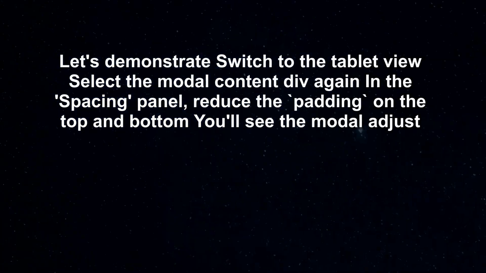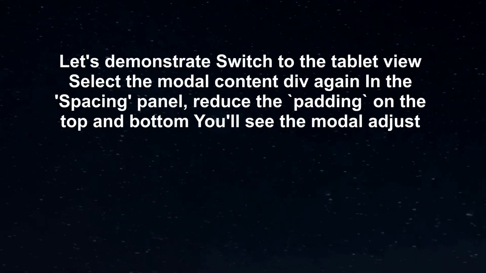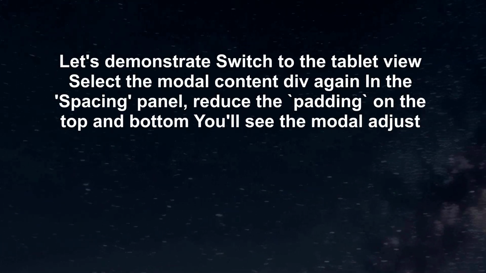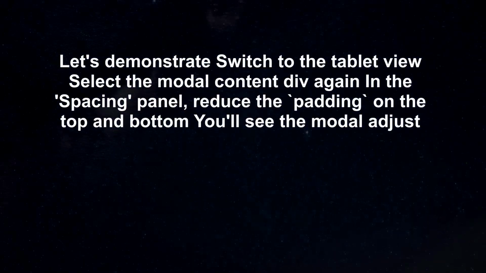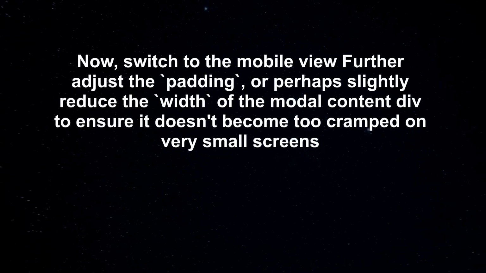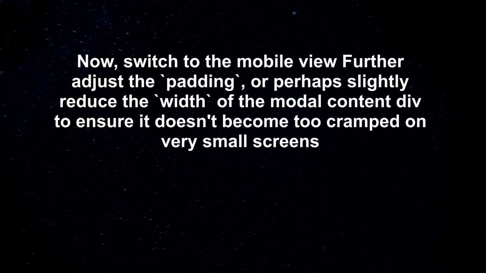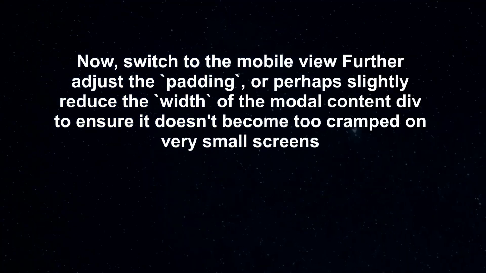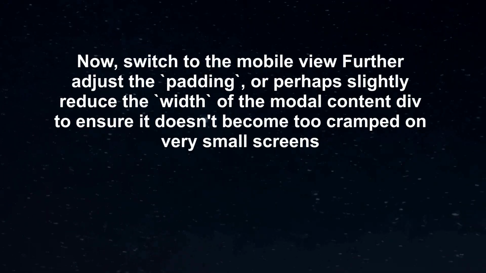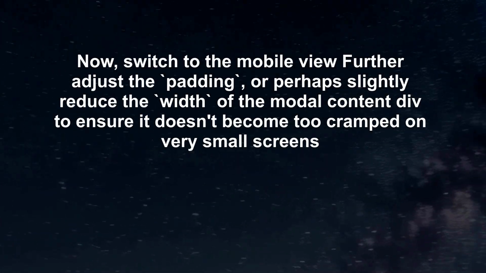Let's demonstrate. Switch to the tablet view. Select the modal content div again in the Spacing panel. Reduce the padding on the top and bottom. You'll see the modal adjust. Now switch to the mobile view. Further adjust the padding, or perhaps slightly reduce the width of the modal content div to ensure it doesn't become too cramped on very small screens.